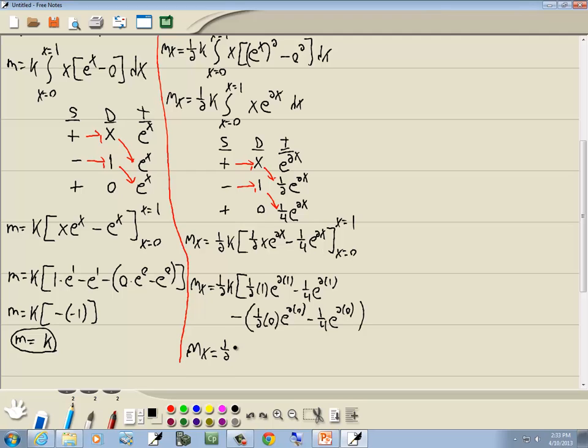Okay, so I got 1/2 k. Now here, 1/2 times 1 is 1/2, and so that's 1/2 e squared, minus 1/4 e squared, minus this 0 times 1/2 times e to the, that power drops away. So we got a negative negative, which becomes a positive 1/4, and 2 times 0 is 0, so e to the 0 is 1.